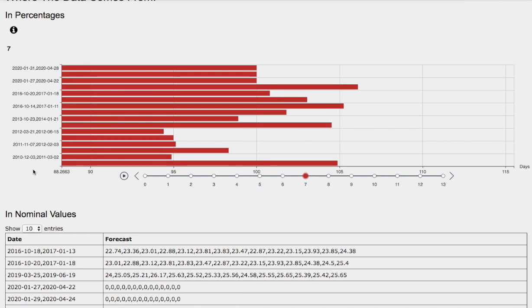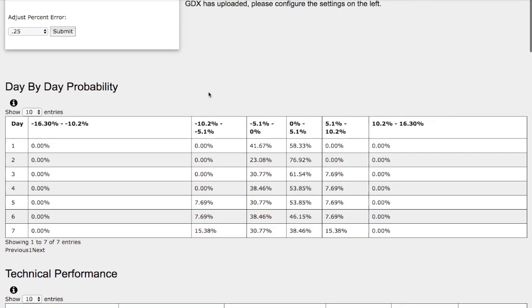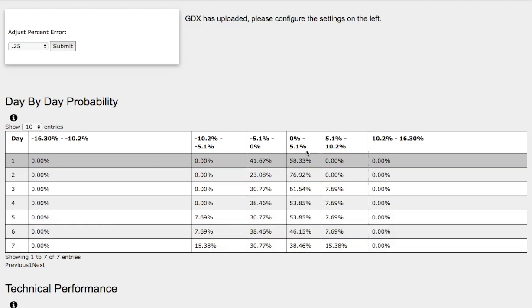So the model that we just examined was June 1st, 2012 to August 27, 2012. Back then, gold miners was up around 4.5%. So if we head back to the day-by-day probability model, that coincides with this standard deviation. We have a 38% chance for gold miners to climb higher between 0 to 5%.